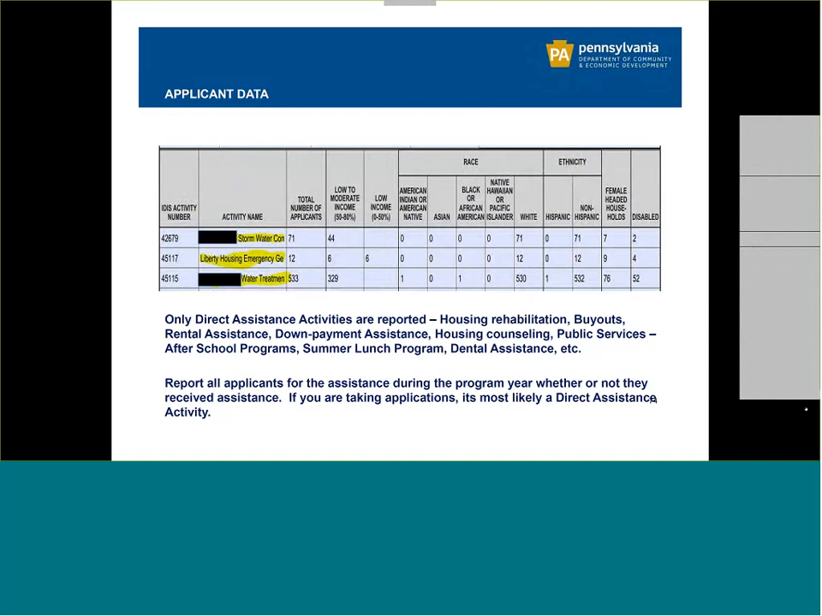It is not a sewer project. It is not a water project. So we don't want to see these type of projects on here. And again, yes, all applicants. So if you're taking applications, if you're taking intake, it's a direct activity.